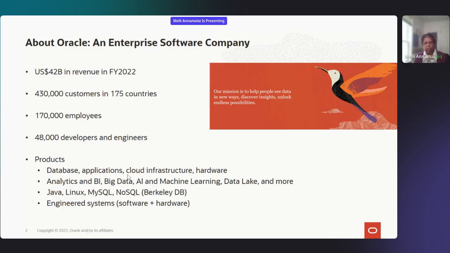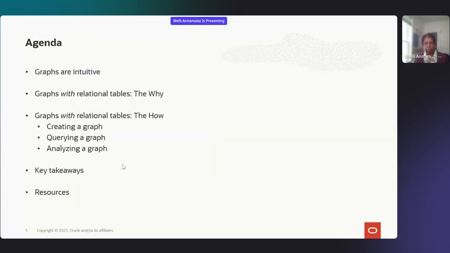Over the years, we have acquired or merged with various other companies. We have products; we're no longer just a relational data management company. We have various applications, big data platforms, AI platforms, data lake initiatives, and so on. So it's a very large company focused on helping enterprises manage their data and be successful.